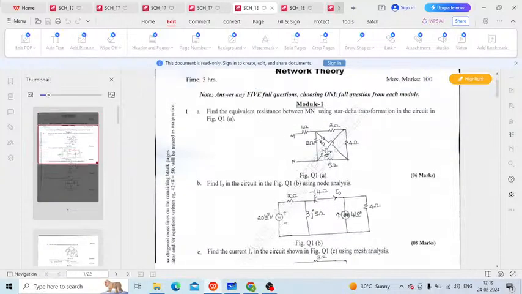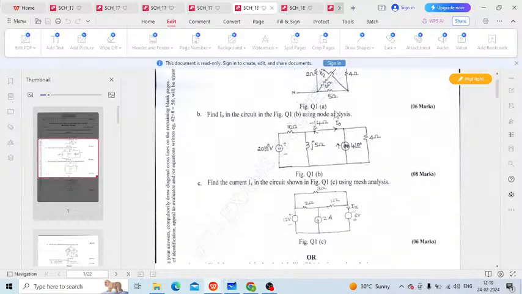And with respect to this particular problem, see, find I node in the circuit in the figure, question number 1 using nodal analysis. So I node has to be found out. Finding I node is very easy. So see here, I node is flowing through the minus 4 ohm, and this is your V1. My arrow mark is showing this. Please follow the arrow mark, it will be very easy to understand.